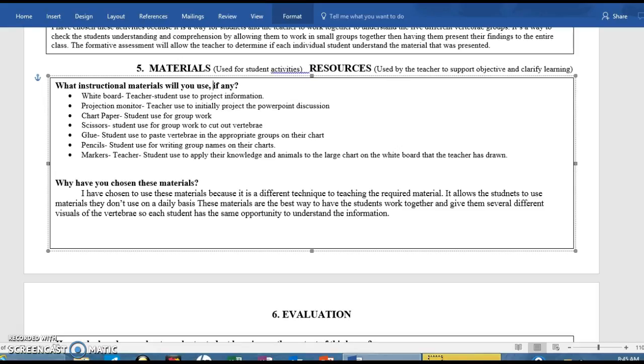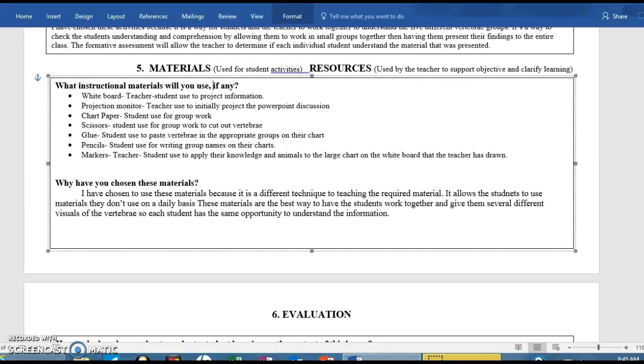I will then provide the chart paper. This is for students' use for the group work. Students will also need scissors. This is used to cut out the vertebrates. They will then have to use glue to apply the vertebrates that they have cut out onto their charts.